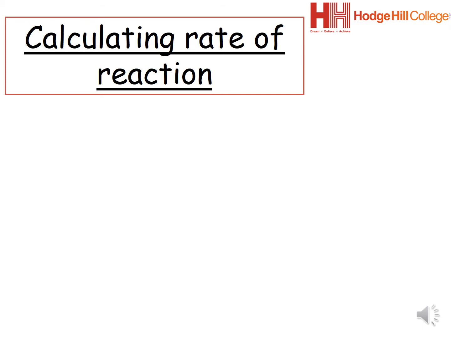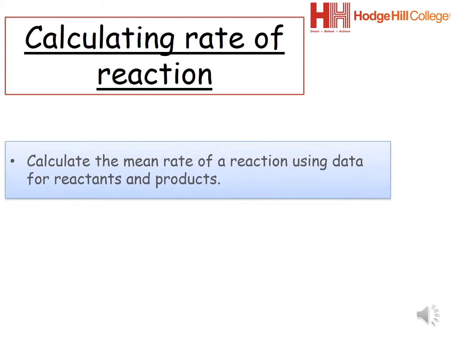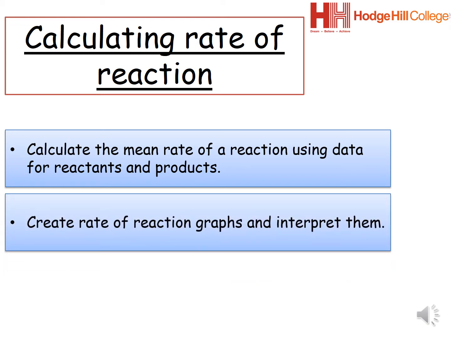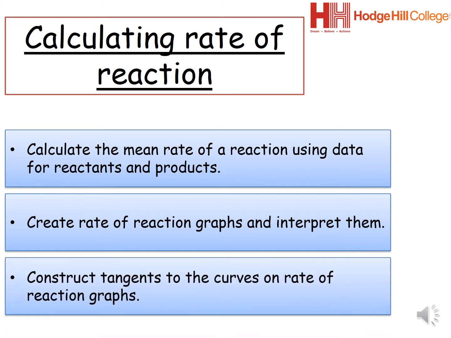You'll need the following equipment as we go through this lesson: a pen, pencil, paper, graph sheet, ruler, and rubber. By the end of this lesson, you should be able to calculate the mean rate of a reaction using data for reactants and products. You should be able to create rate of reaction graphs and interpret them. And finally, you should be able to construct tangents to the curves on rate of reaction graphs.